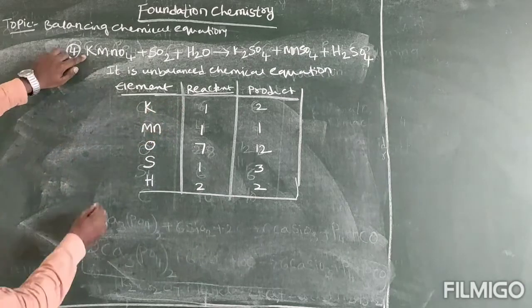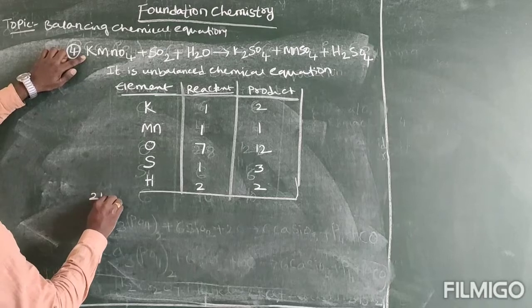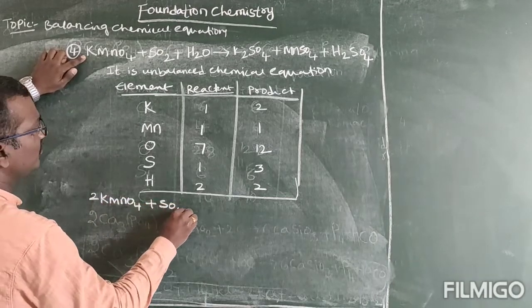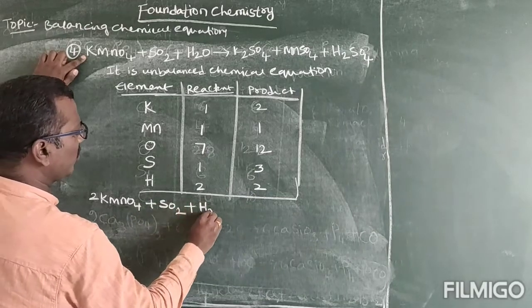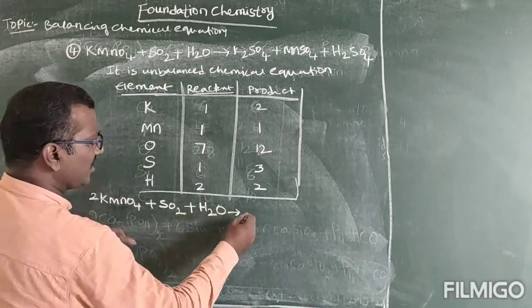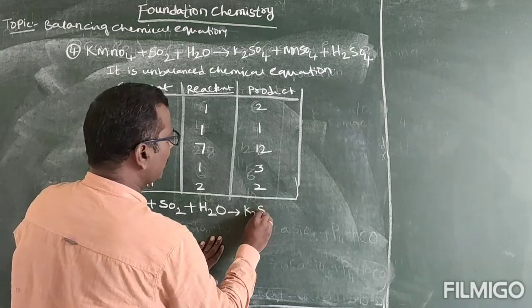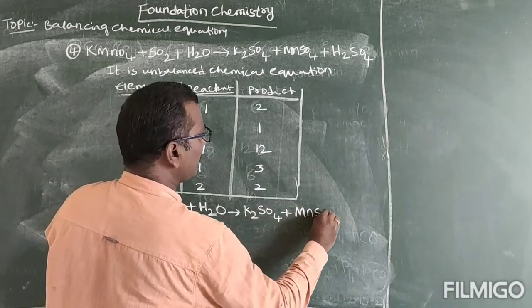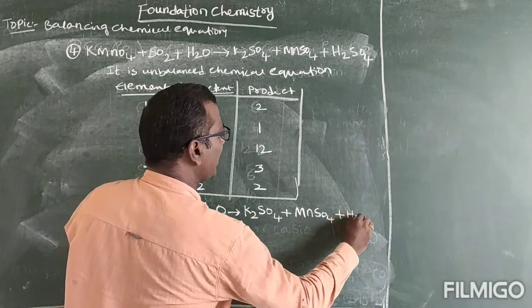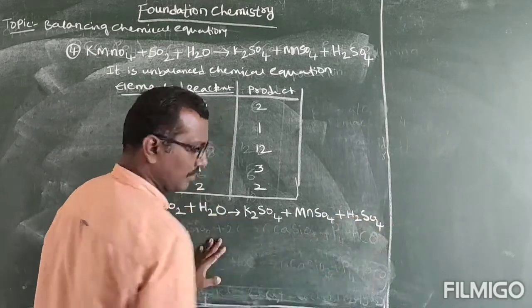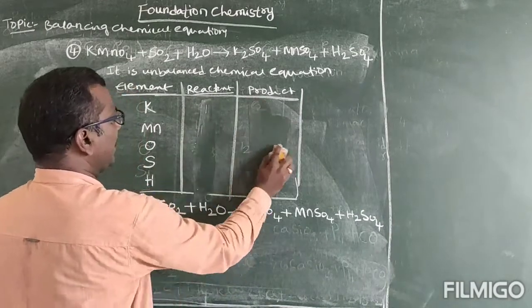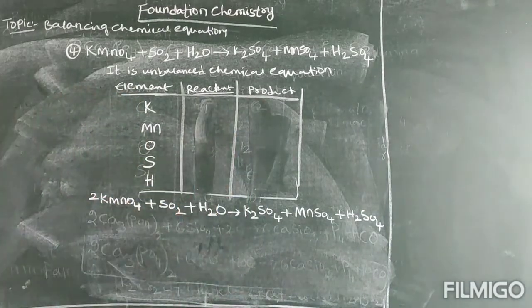Okay, first we balance this: 2KMnO4 plus SO2 plus H2O gives rise to K2SO4 plus MnSO4 plus H2SO4. Now you check the reactant side and product side.